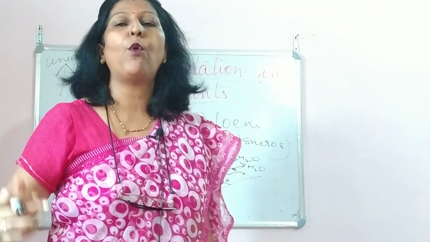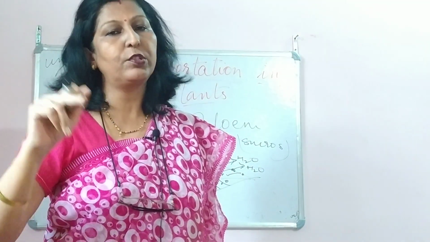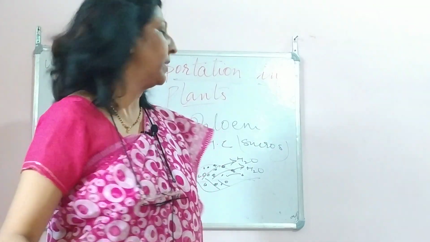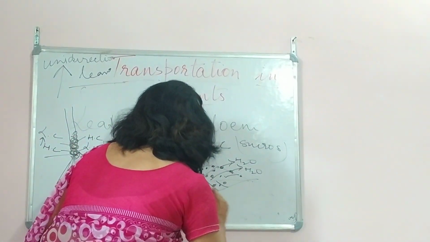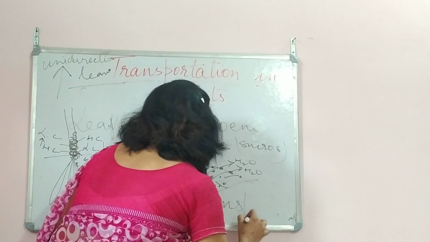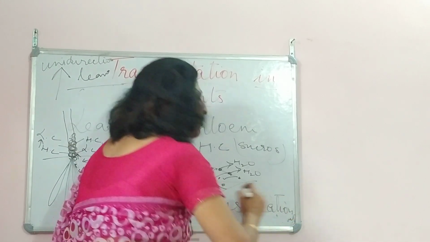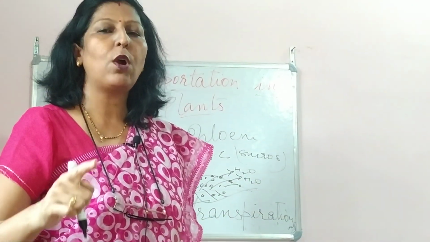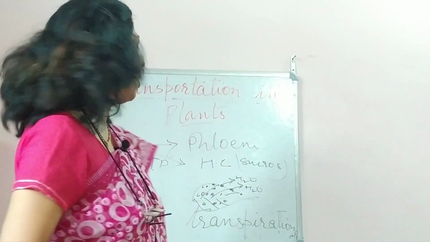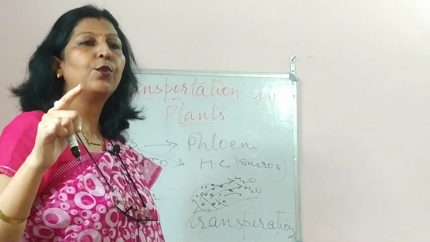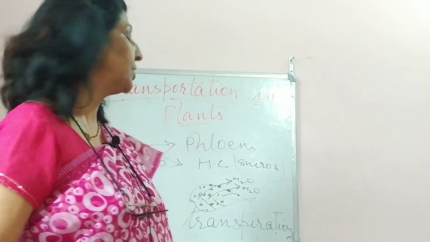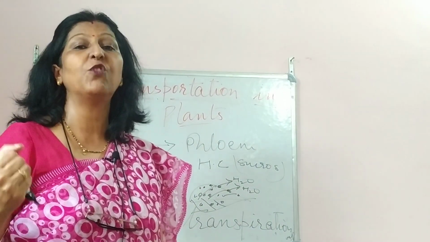So evaporation of water takes place from the pores of the leaves, takes place from the stomata, and this process is known as transpiration. Okay, transpiration is loss of water from the stomata. Now what is the you can say benefit of it, या इसका क्या use है? Okay, it helps in cooling down the plant.